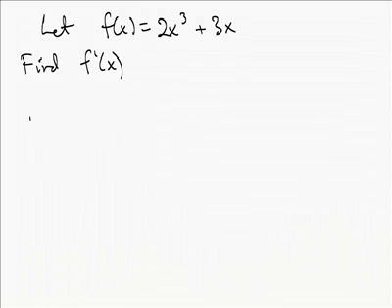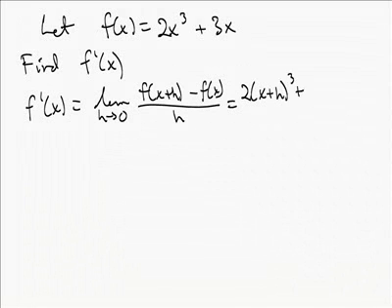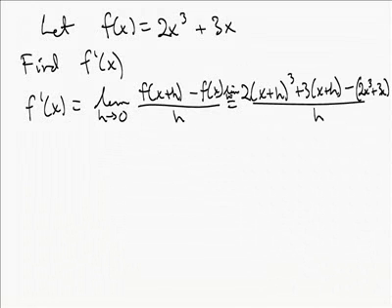So what we're going to do is use the limiting definition: f prime of x is going to be the limit as h approaches 0 of f of x plus h minus f of x all divided by h. Well, that's going to be 2 times the quantity x plus h cubed plus 3 times the quantity x plus h, minus f of x, which is 2x cubed plus 3x, all divided by h.